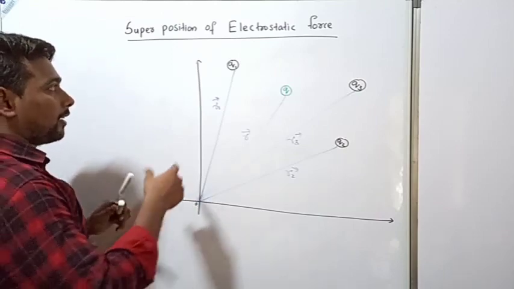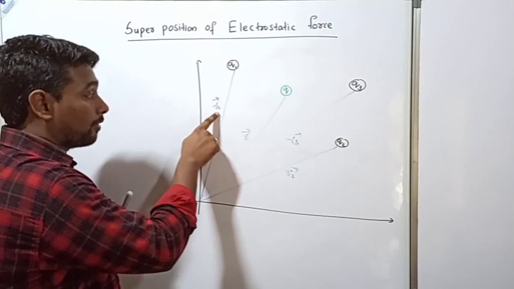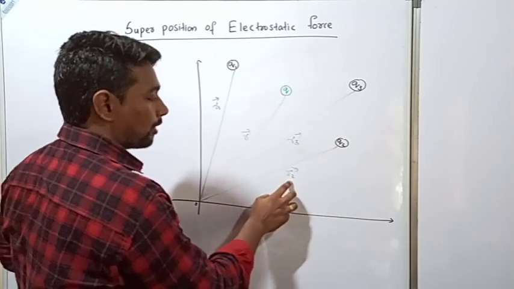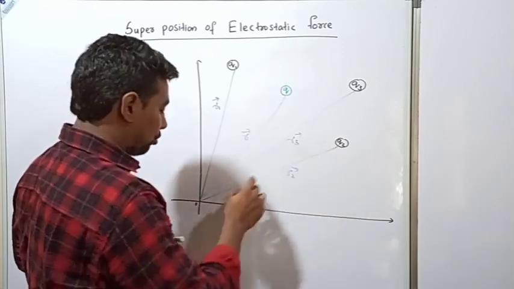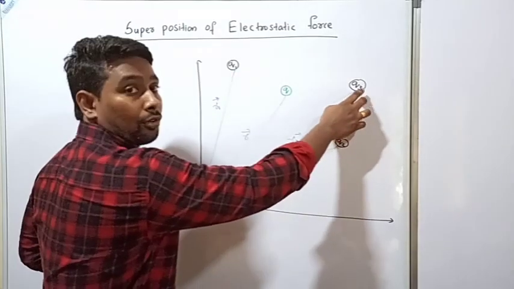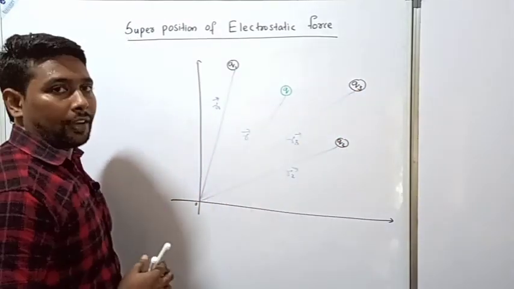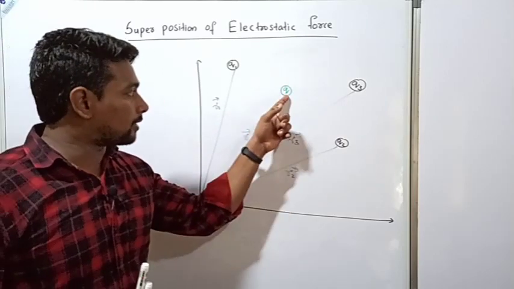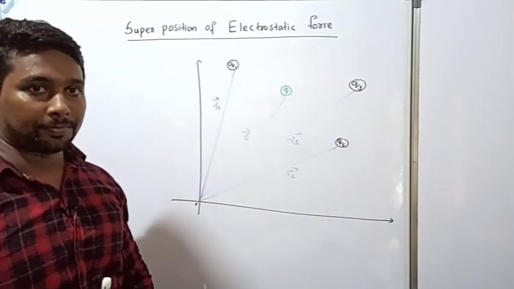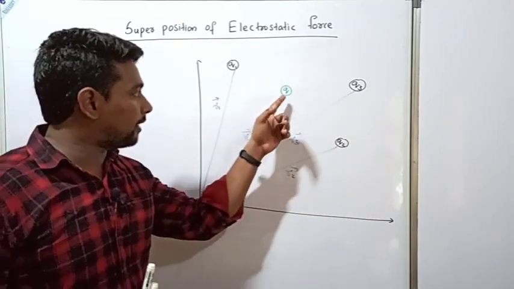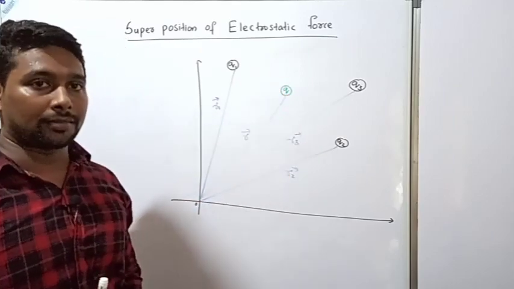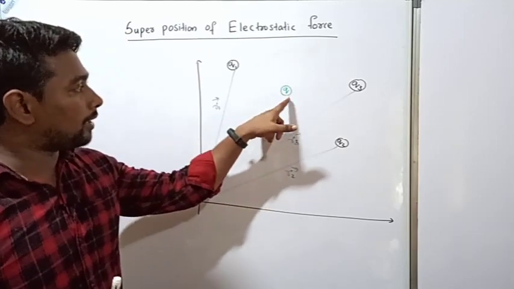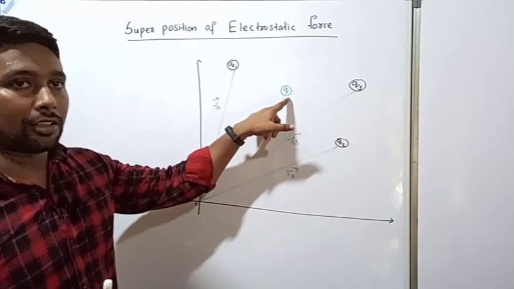What is r1? Vector r1 will be the position vector for q1 based on the origin, and vector r2 will be the position vector for q2 with respect to this origin, and for q3, r3. We are going to find the force on this charge due to all other remaining charges, whether it will be 3 charges, 4 charges, or n number of charges. We are going to find the resultant force on this charge due to all other charges.